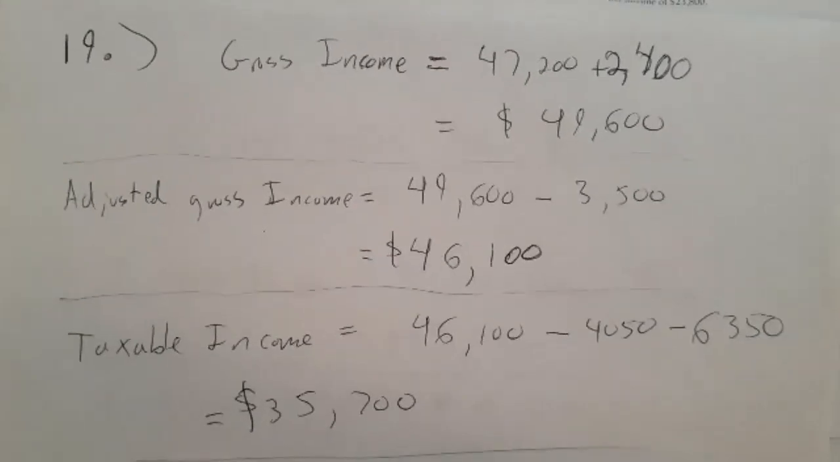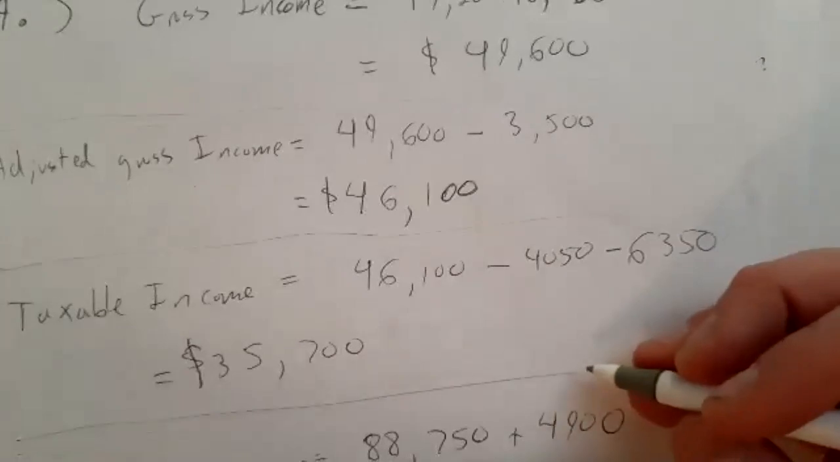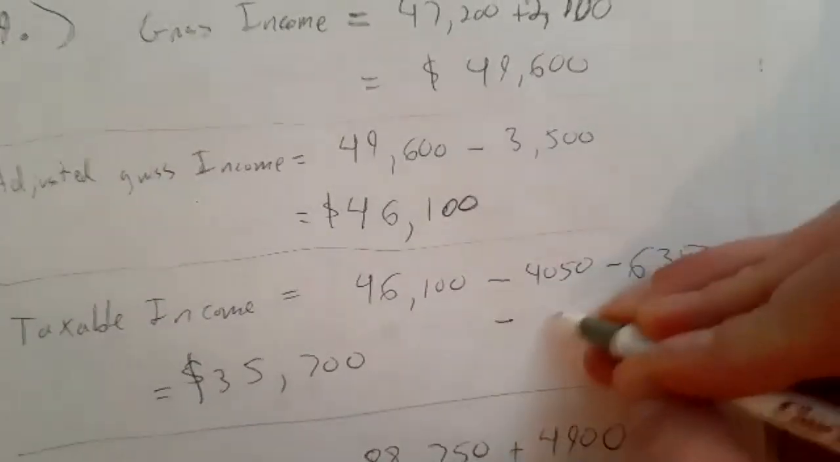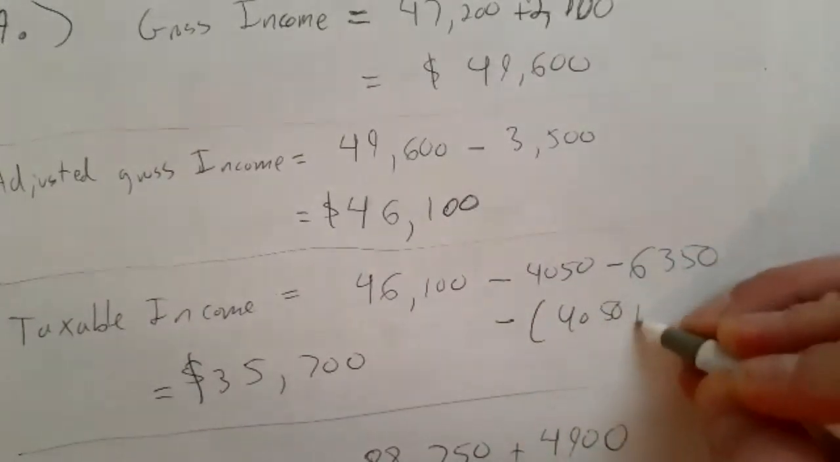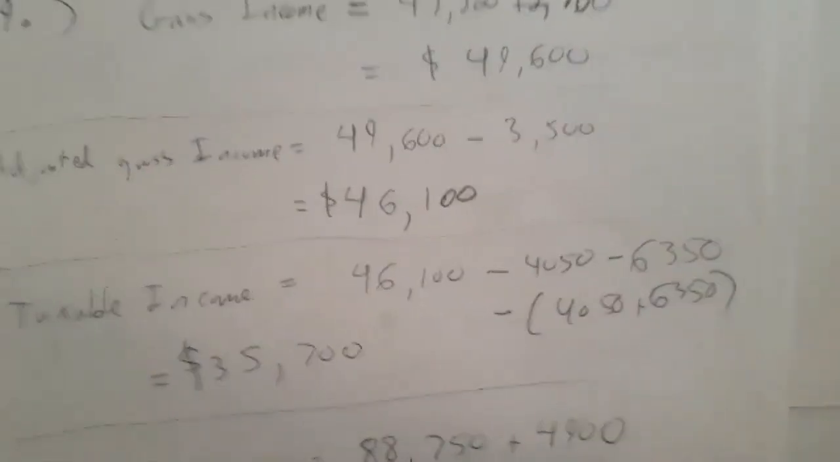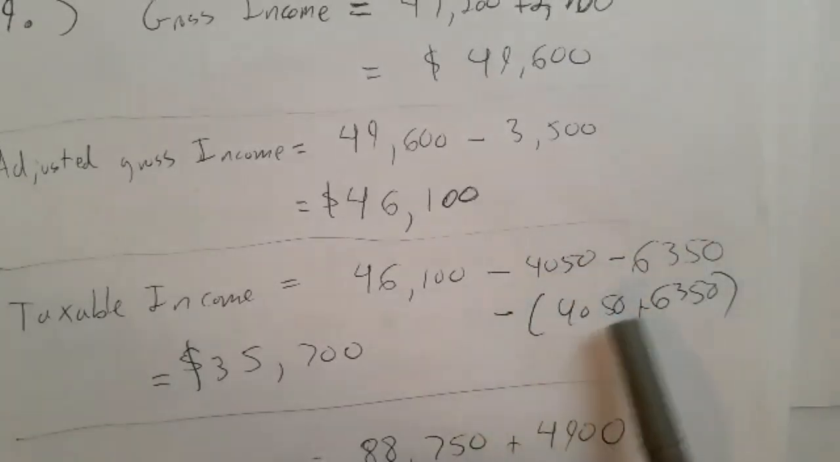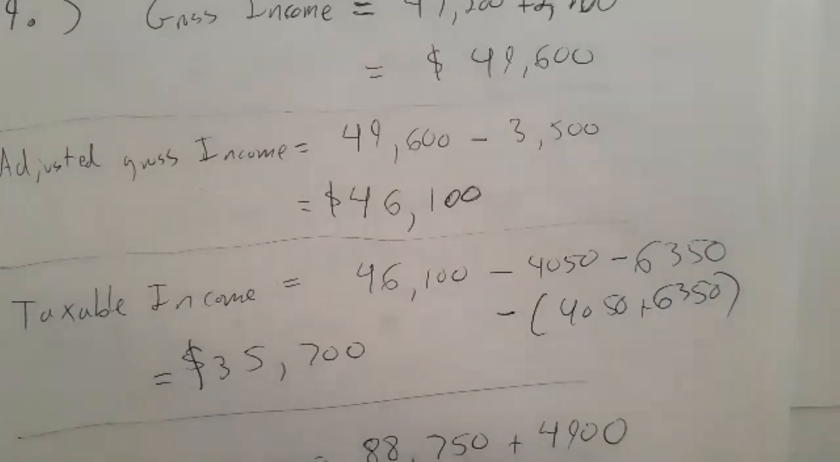So that would be 46,100 minus 10,400. You could actually do the subtraction with these two things added, right? You either have to subtract this and subtract this, or subtract these two things added together. Is it doing the same thing?